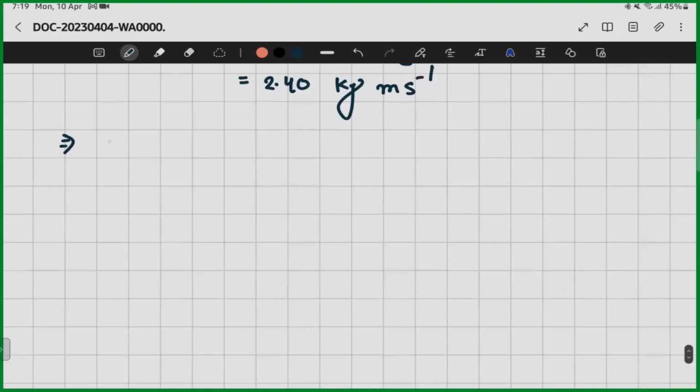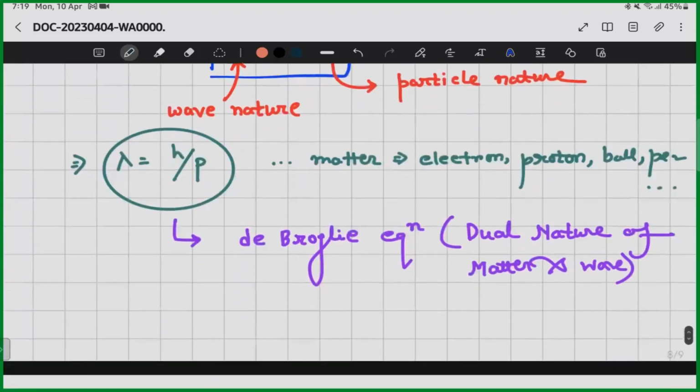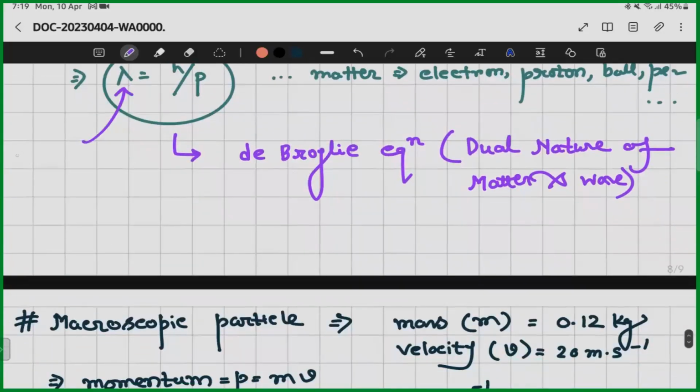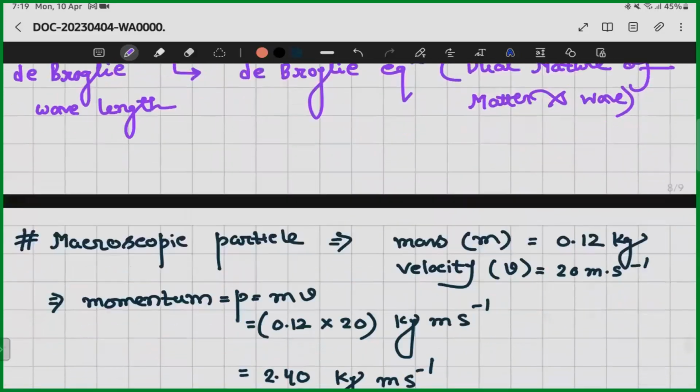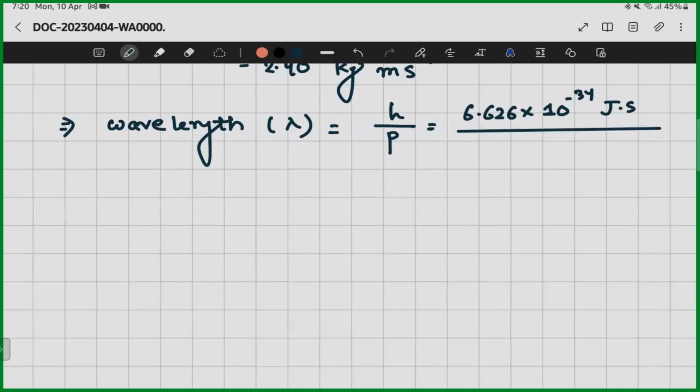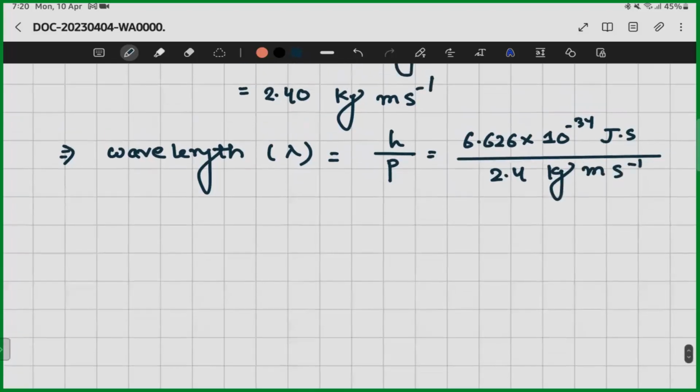Now we calculate the wavelength associated with this matter, lambda. This wavelength is called the de Broglie wavelength, and this equation is the de Broglie equation. So the wavelength is h by p, that means 6.626 into 10 to the power minus 34 joule second, divided by the momentum, which is 2.4 kg meter second inverse.